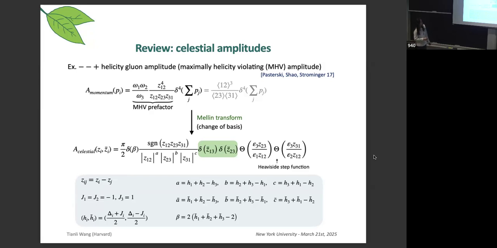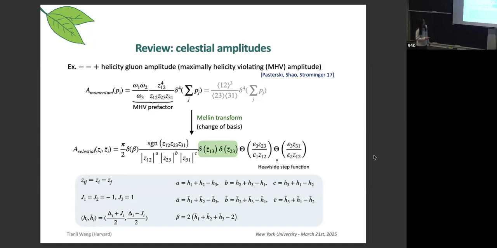I introduced some new parameters here. These resulting conformal primaries have spins -1, -1, +1. Delta is given by the parameter in the Mellin transforms, and the weights are defined as usual. A, B, C, A bar, B bar, and C bar are just these combinations of the weights, and beta is related to the sum of the anti-holomorphic weights like this.